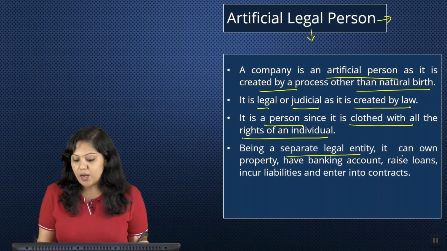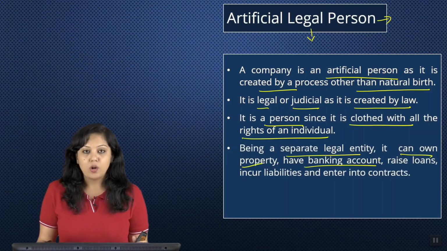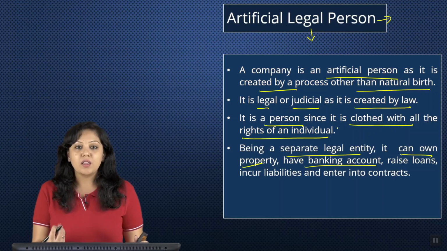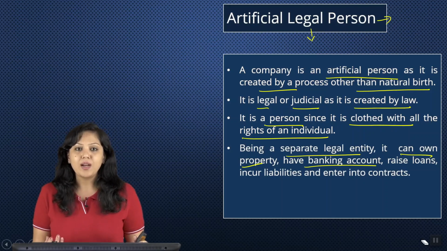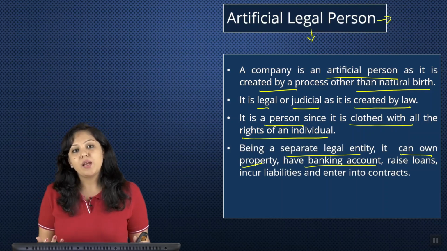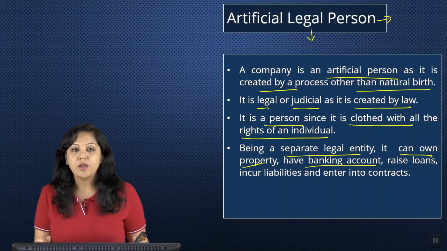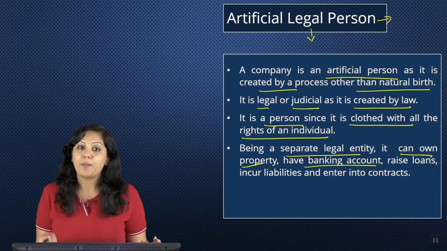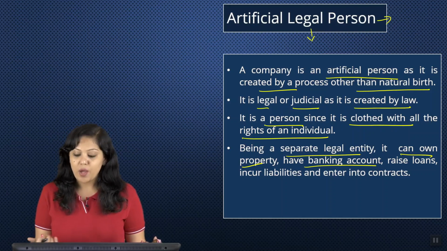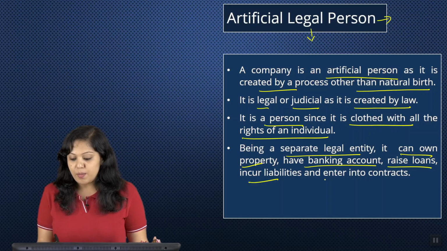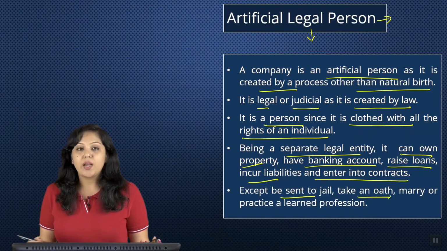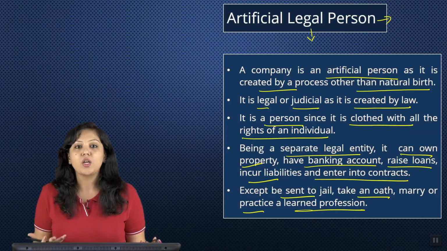Being a separate legal entity, it can own property, it can have a bank account, just like how you and I can have a bank account and transact in it, like maybe making a deposit or taking a loan. Similarly, a company can deposit money in a bank, can also withdraw money, that is an OD, or take a term loan from a bank, but in the bank's name only. Then raise loans, incur liabilities and enter into contracts, except that it cannot be sent into jail, take an oath, marry or practice a learned profession, because it is not a human being, right?